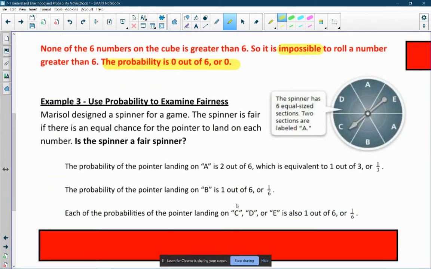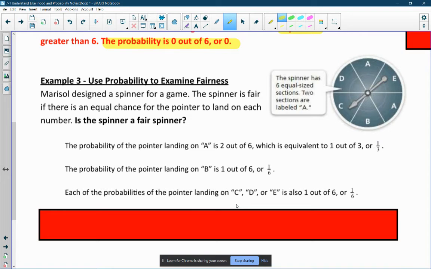Okay, last example here. Using probability to examine fairness. So we're going to think about, is something fair, right? Do I have a fair chance of getting all of these different outcomes? So it says Marisol designed a spinner for a game. The spinner is fair if there's an equal chance for the pointer to land on each number. So our question, is this spinner a fair spinner? So let's look at our spinner on the right. We've got an A. Oh, we got 2 A's, don't we? We've got a B. I've got a C. I've got a D, and then an E right there.